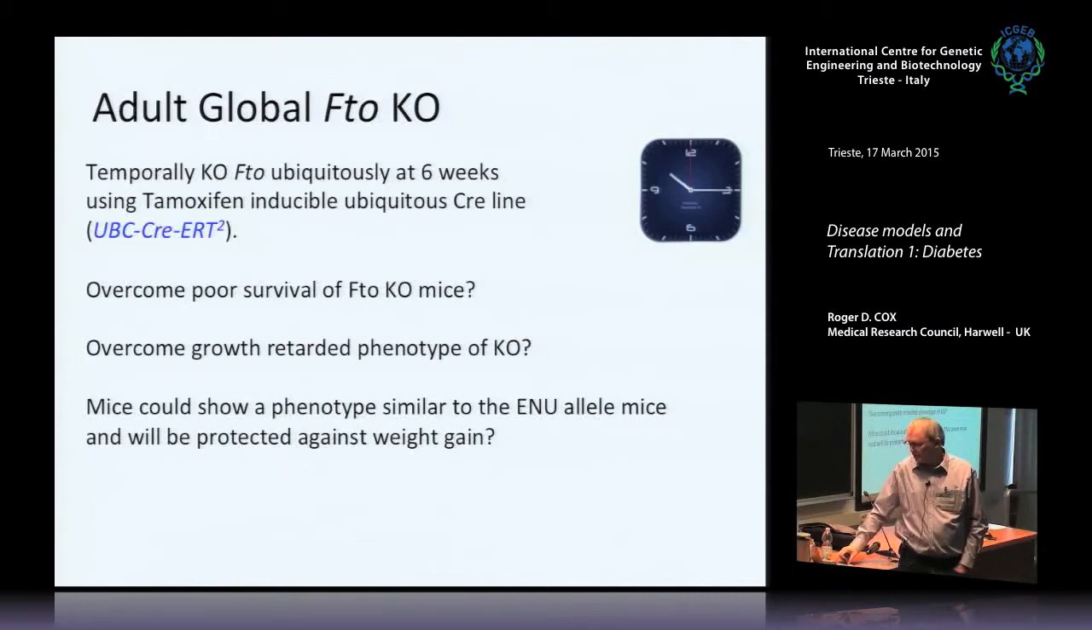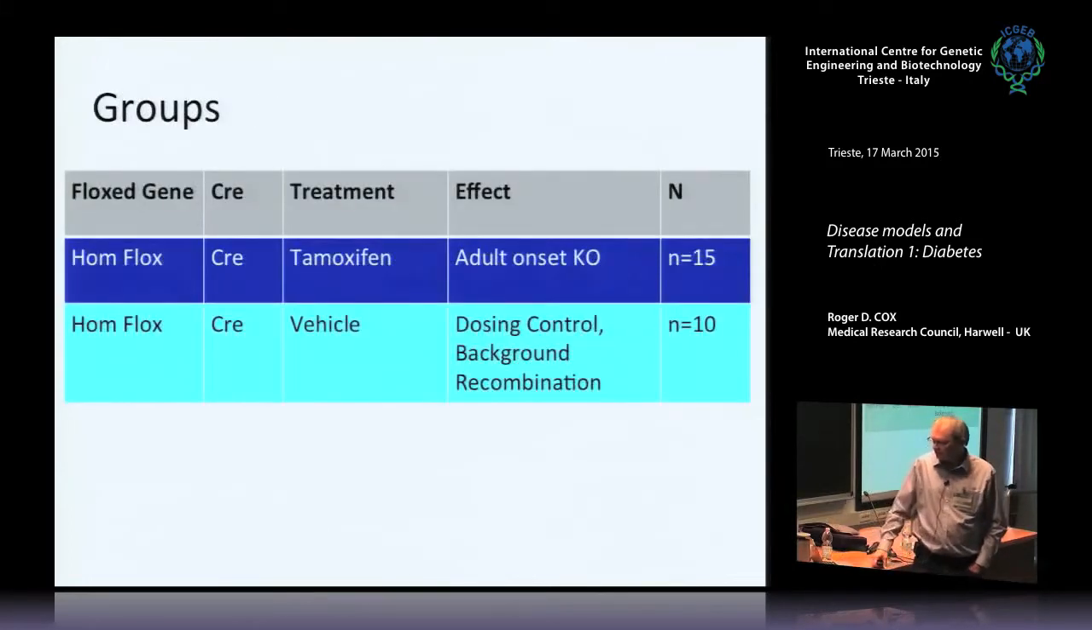And the hope then was to overcome the poor survival and growth retardation. So we were thinking we might see something similar to that ENU allele, which I briefly told you about. So I'm just going to show you two groups of mice. We had other groups. It's important to have the right controls, but I'm just going to show you the two main groups, and we had a number of other control groups.